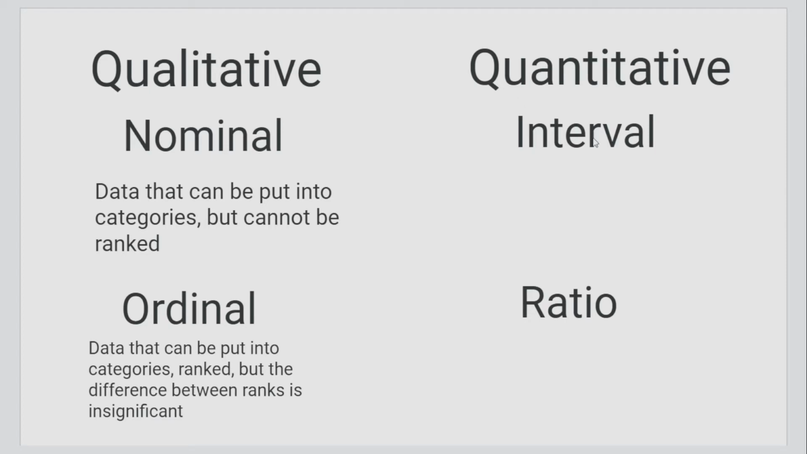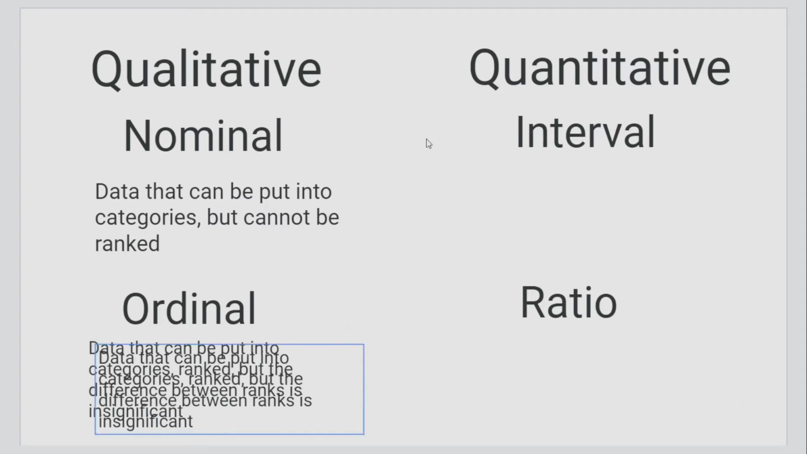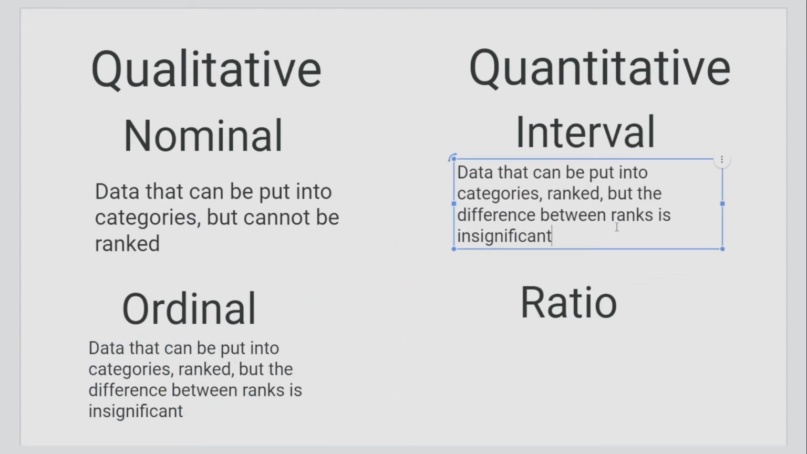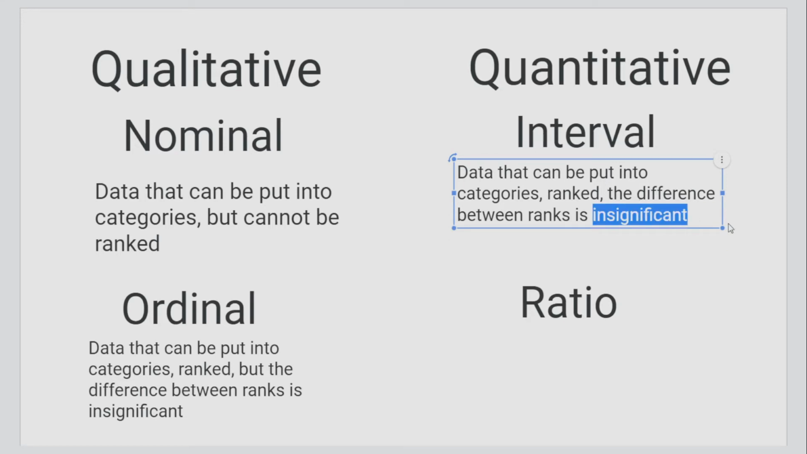All right, next up, we move on to the quantitative levels of measurement, to the interval level. So interval levels, let me just move this here. So again, it's in categories, it can be ranked. The difference between ranks is meaningful, but there is no inherent zero.